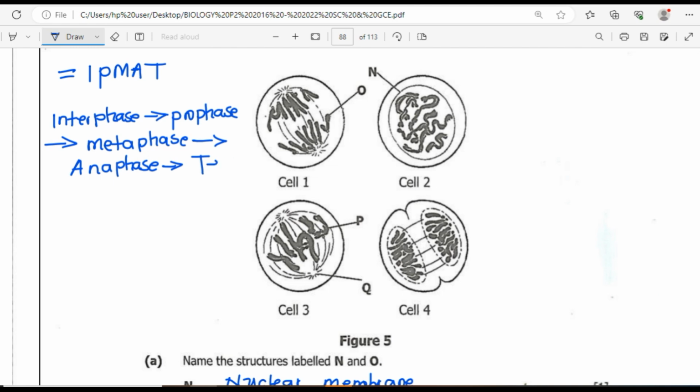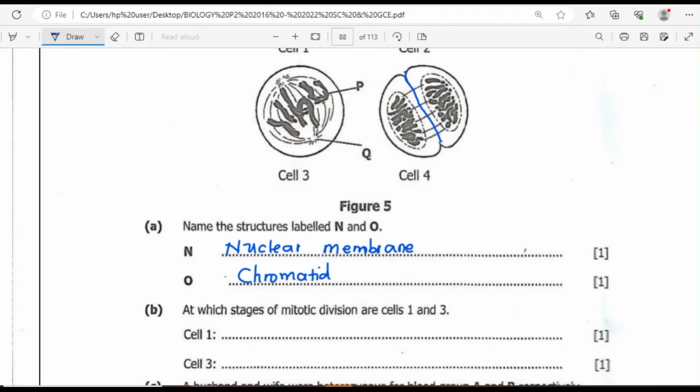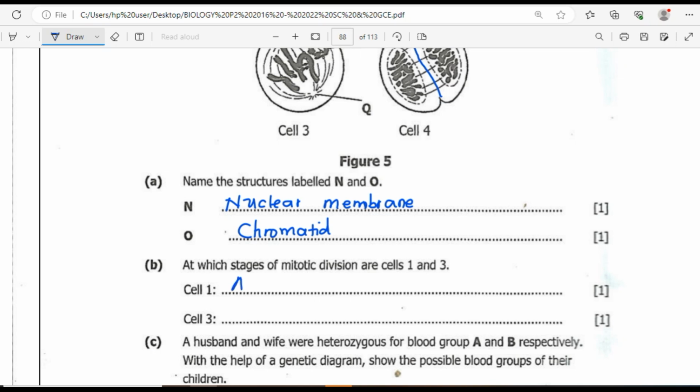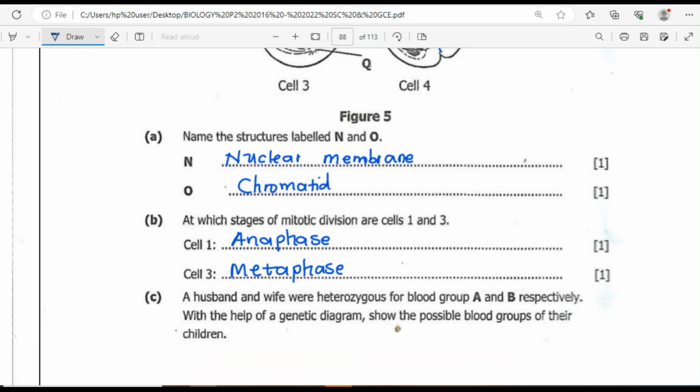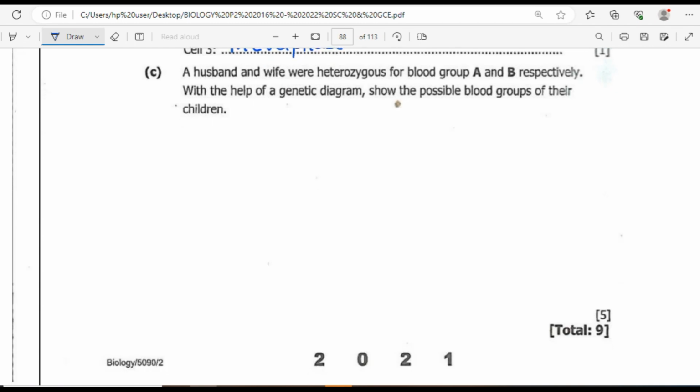Then from there, we have the telophase. Telophase is almost the final stage, where we can see the cell is almost done with cell division. So cell 1 is anaphase. Cell 3 is metaphase. So when answering this, you just have to look at the stages, and also the arrangement.